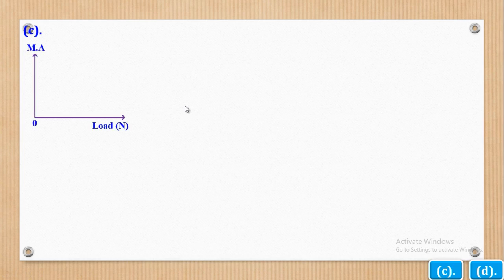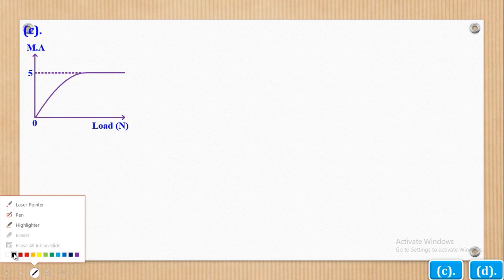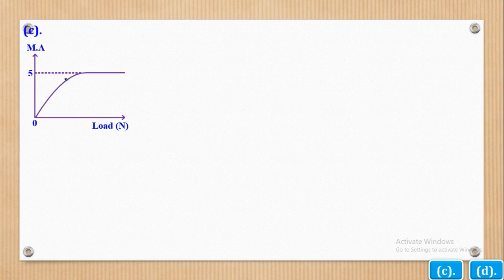So that is the axis. Then we shall come and draw our curve. So mechanical advantage is equal to 5 because the maximum value of mechanical advantage will be 5. It cannot exceed that. If it exceeds, it means that efficiency will be more than 100%, which is impossible.